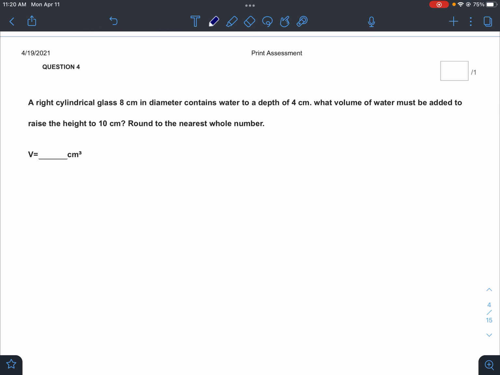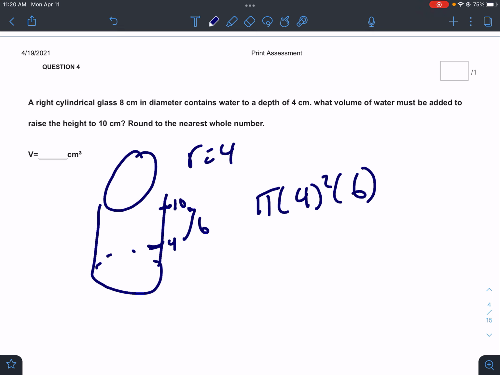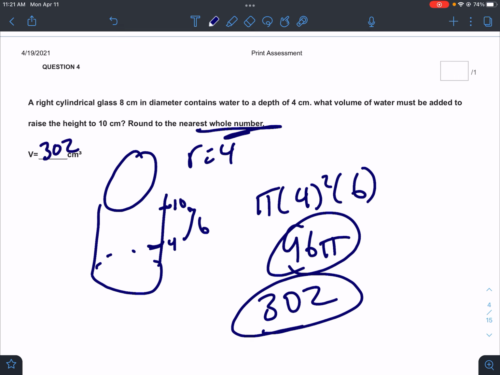A right cylindrical glass, so cylinder. Diameter is 8, so the radius is 4. Contains water to a depth of 4. What volume of water must be added to raise the height to 10? Well, that would be a height of 6, so it'd be pi times the radius squared times the height we care about. And I would get 96 pi. Oh, round to the nearest whole number. And I get 302. So the final answer would be 302.